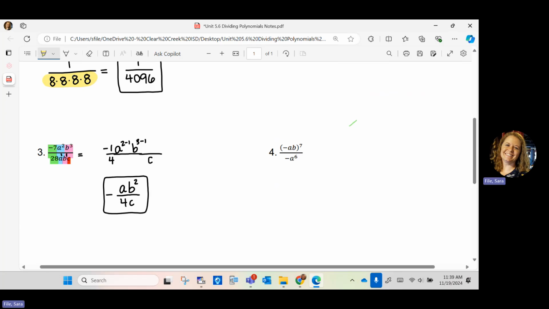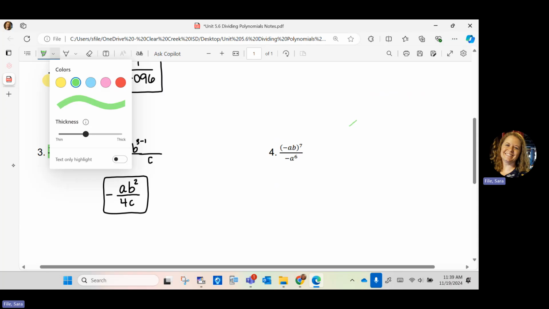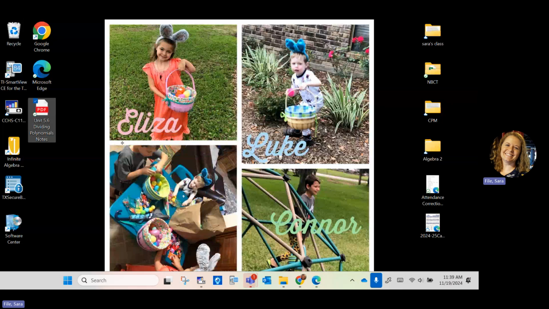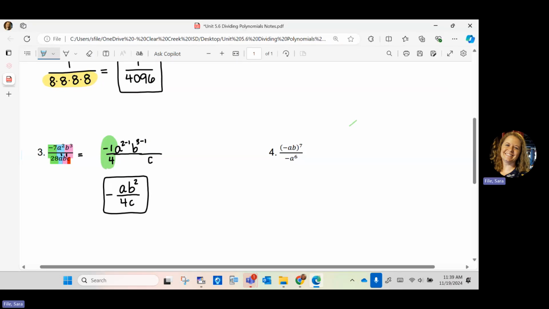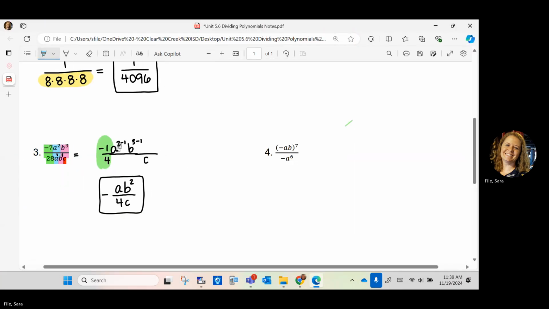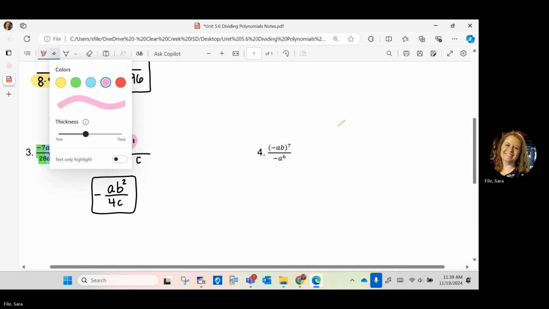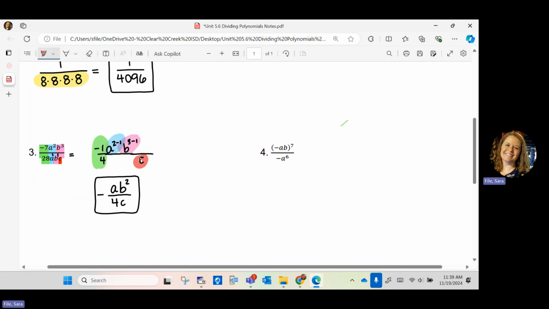Okay, so let me color code what we did again here. So I did the 7 over 28 reduced to -1/4. There we go. A is reduced there. In here. And then that C stayed down there by itself because there was no other C to combine it with. All right, let's try number 4.